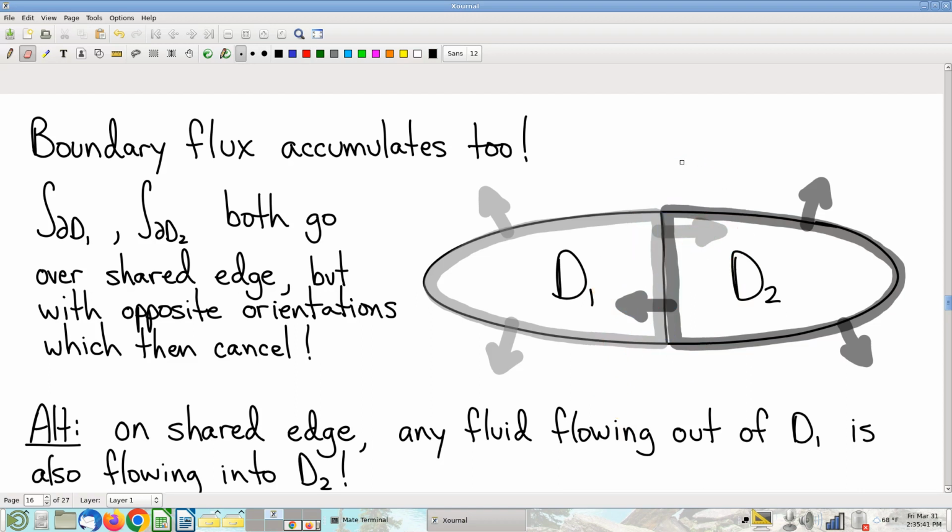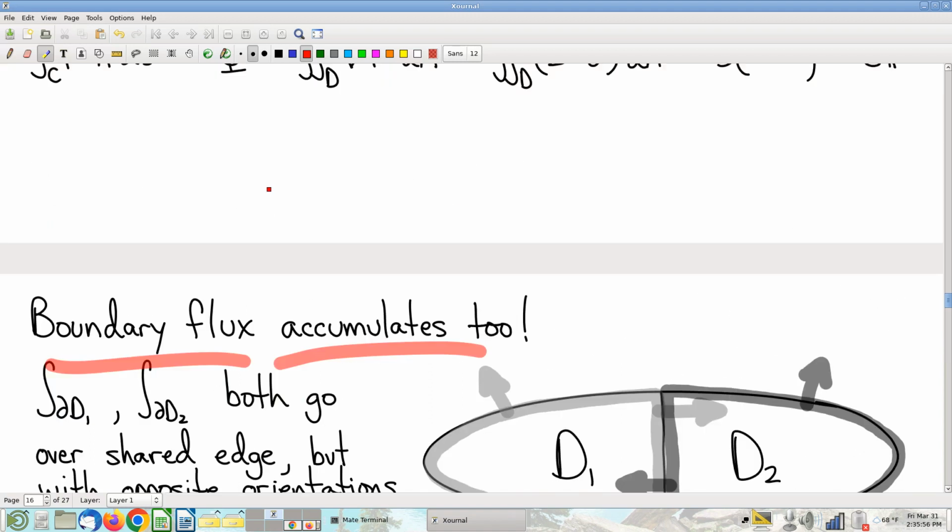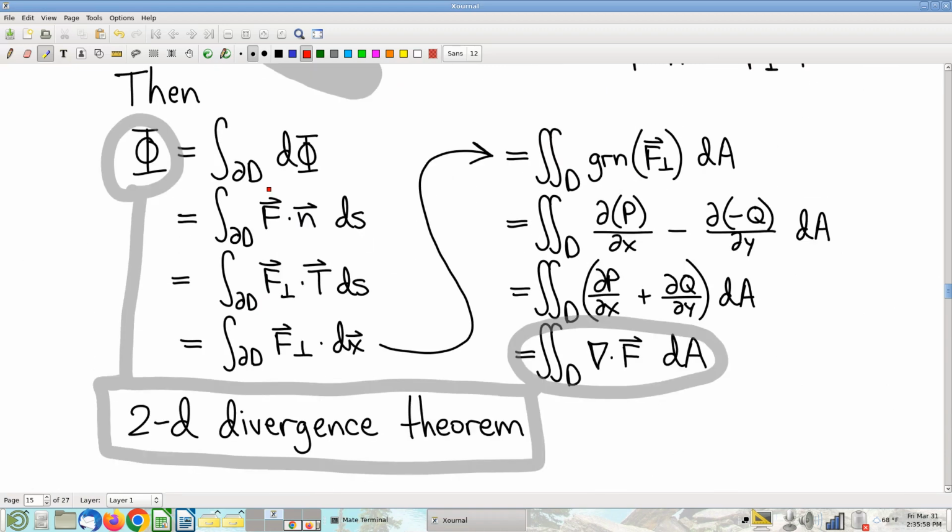So, in fact, you can develop, and this is another lovely exercise, think it through, give it a chance if you're so inclined, you can make an accumulation argument, just like we did to get Green's theorem, for flux, and you will get exactly this result here. You will get the 2D divergence theorem.